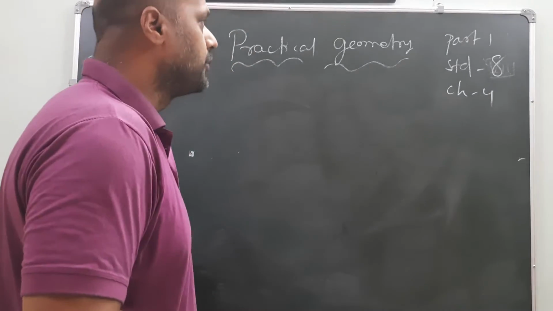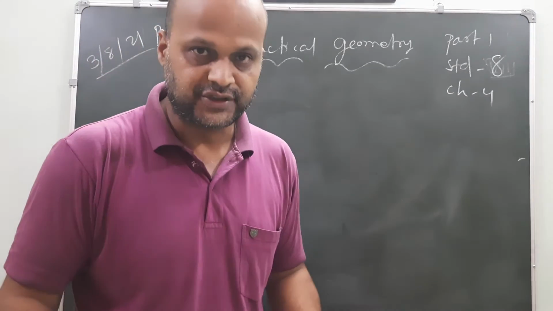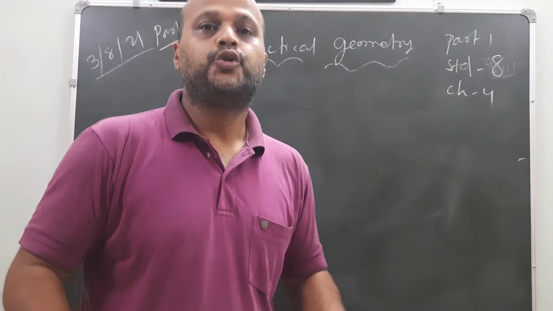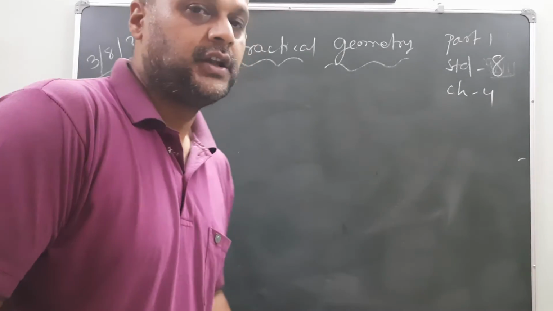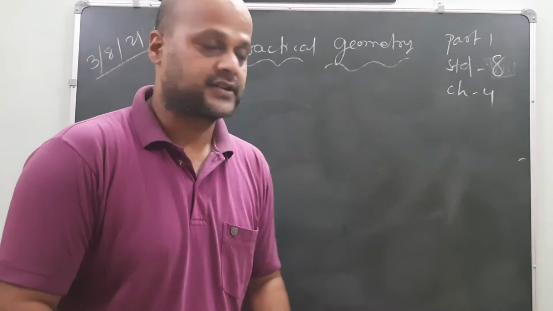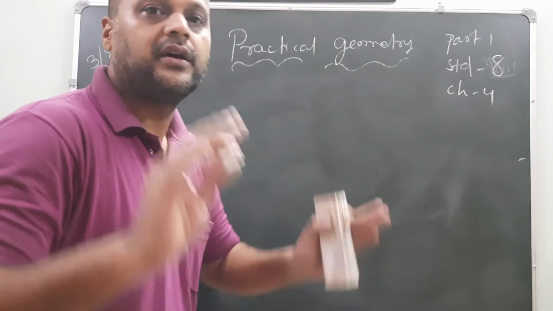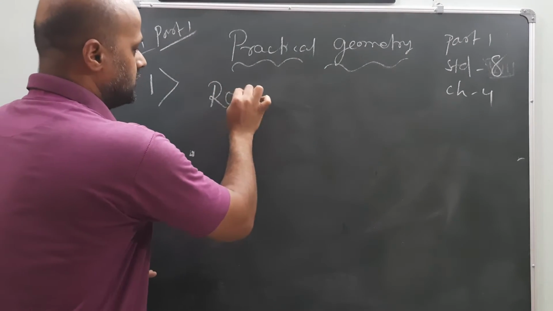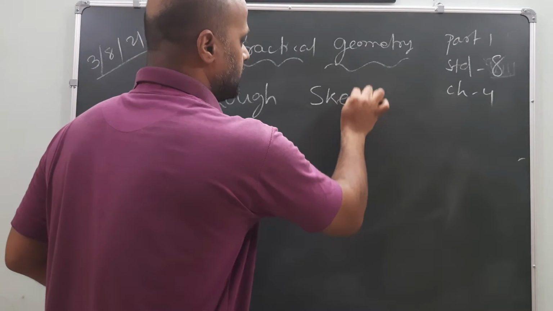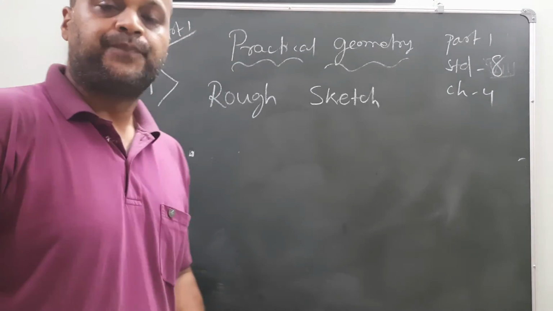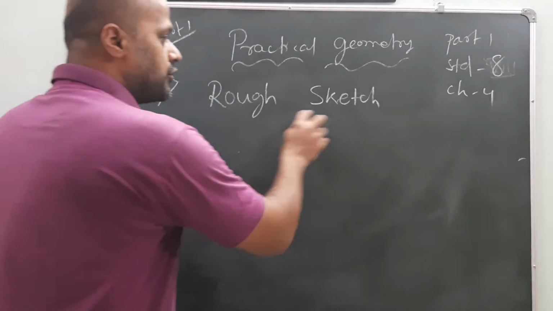Now come to the first one: what are the procedures of doing practical geometry with the help of compass and scale? Come one by one. The first point is that you have to draw a rough sketch. Before going to the practical geometry, you have to draw a rough sketch which is related to the statement given in your question.